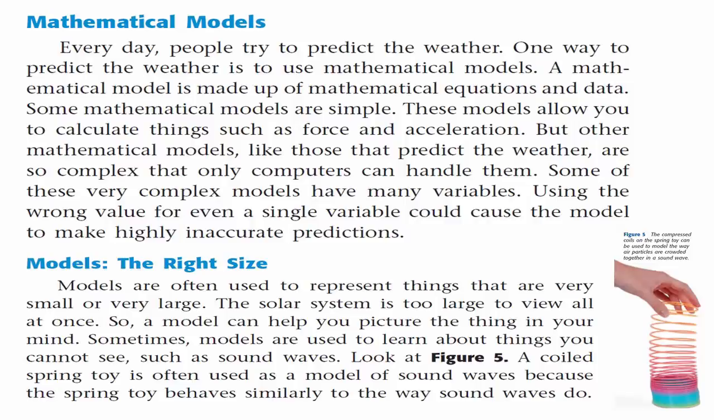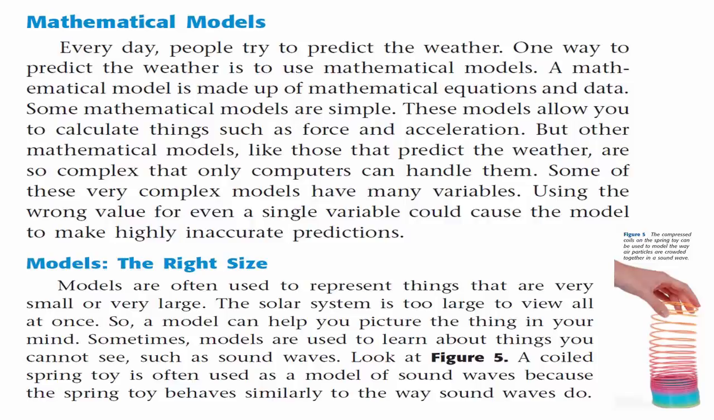But other mathematical models, like those that predict the weather, are so complex that only computers can handle them. Some of these very complex models have many variables. Using the wrong value for even a single variable could cause the model to make highly inaccurate predictions.